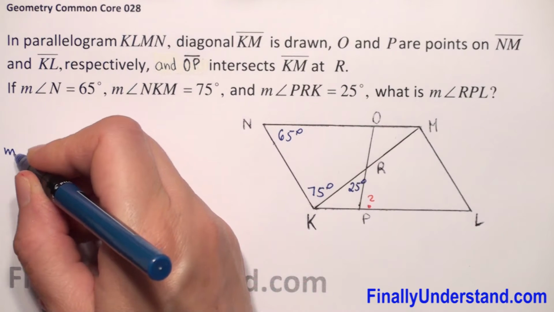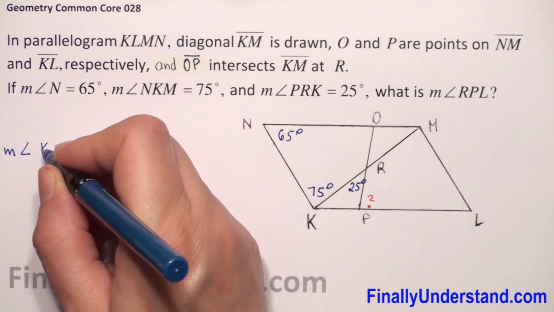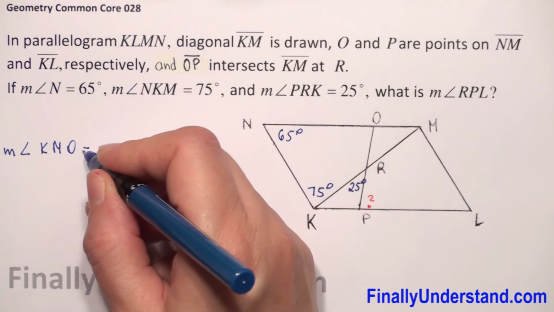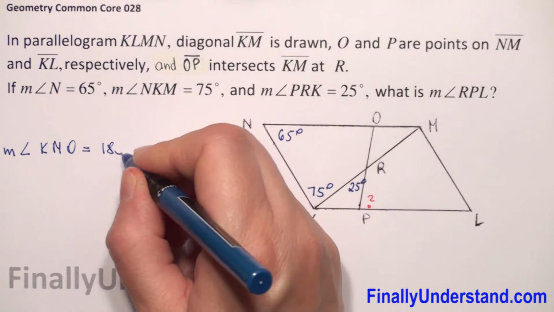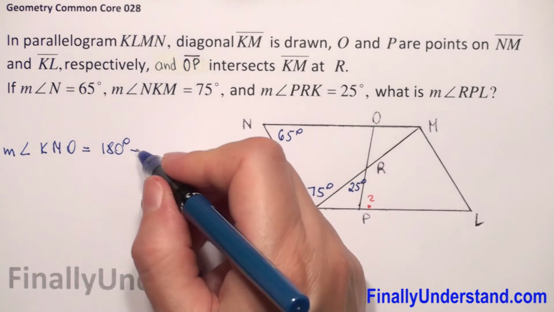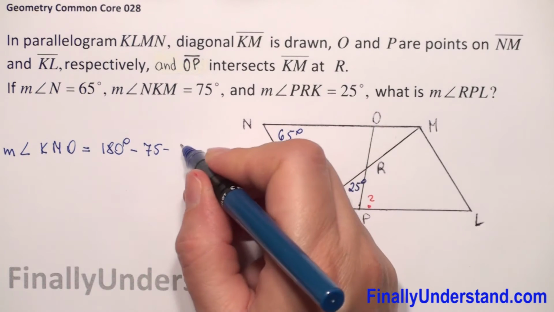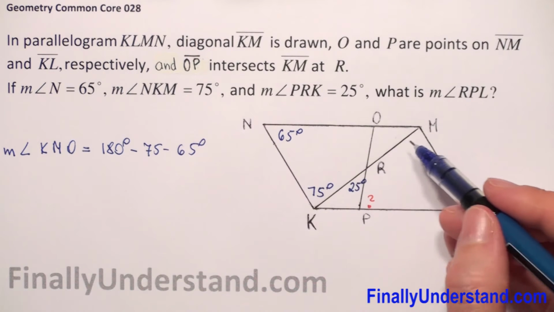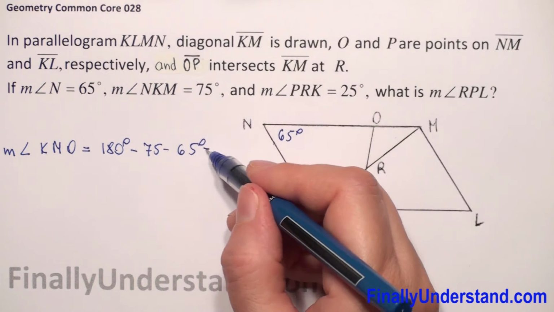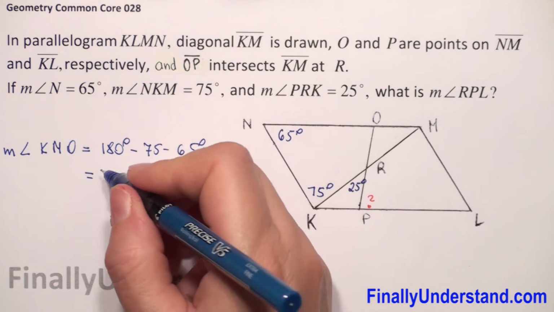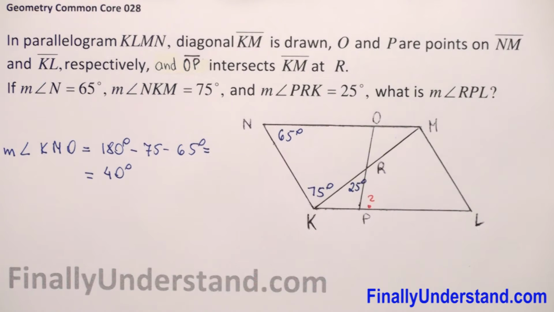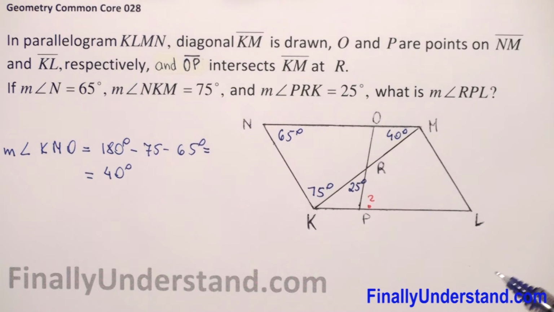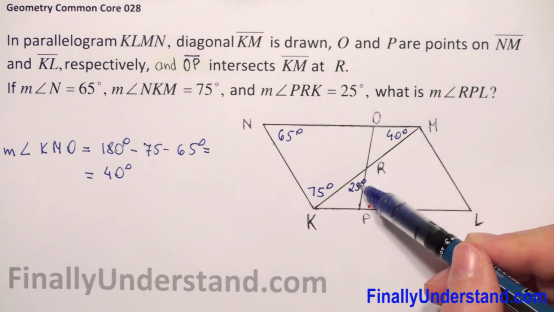The measure of angle KM, we can write ON, is equal to 180 degrees minus 75 degrees minus 65 degrees. We have these two angles. When we subtract from 180 degrees, we will have that angle. So this is equal to 40 degrees. So we now have this angle is 40 degrees because these two angles are vertical angles.